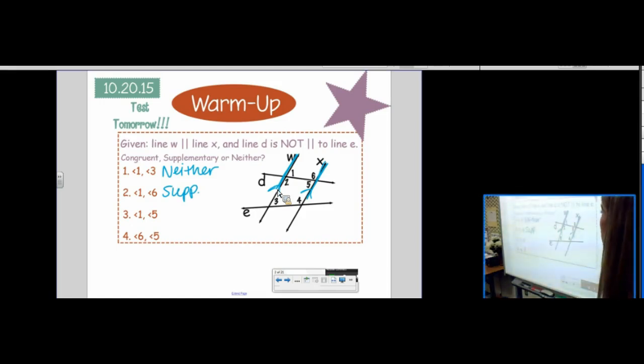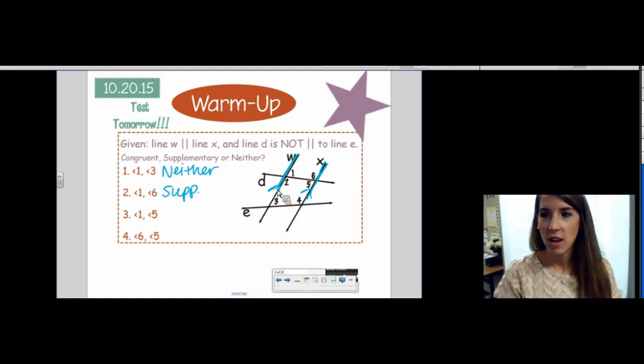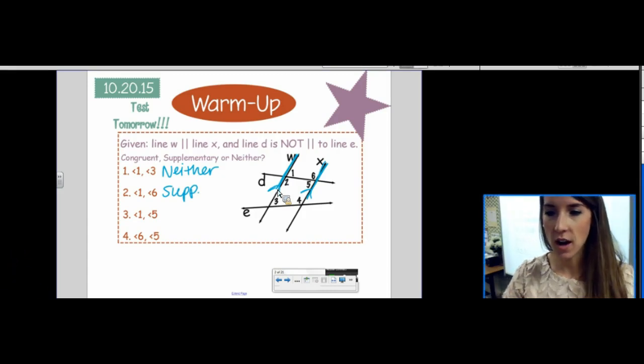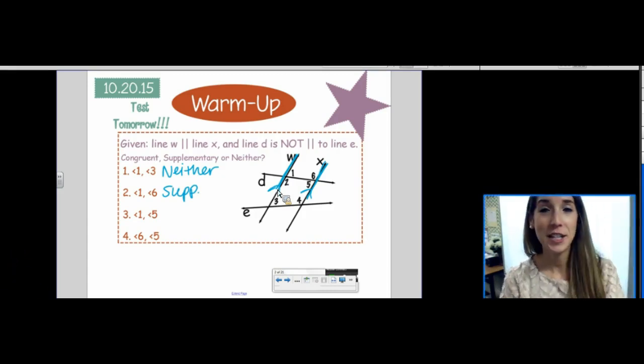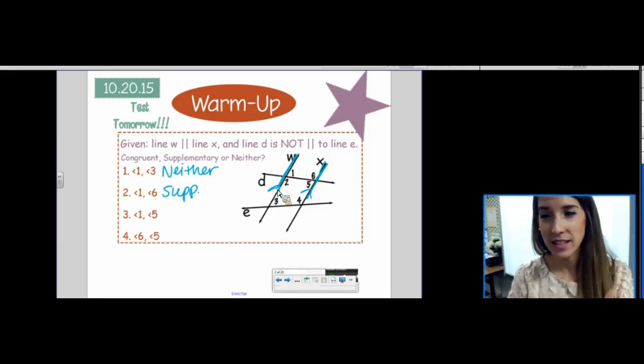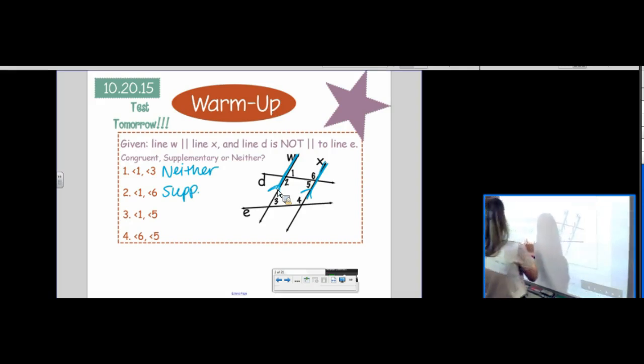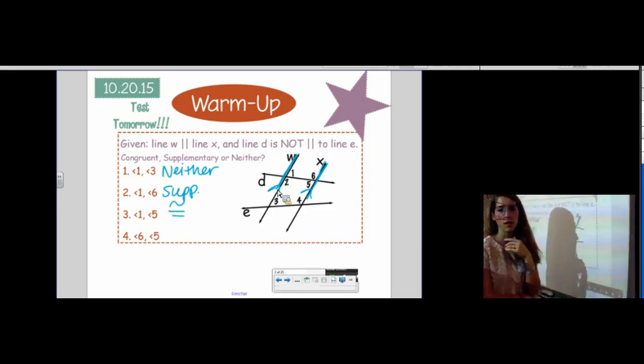1 and 5, alternate interior angles. Alternate interior angles are congruent if our lines are parallel, and W is parallel to X, so 1 is congruent to 5 for sure.